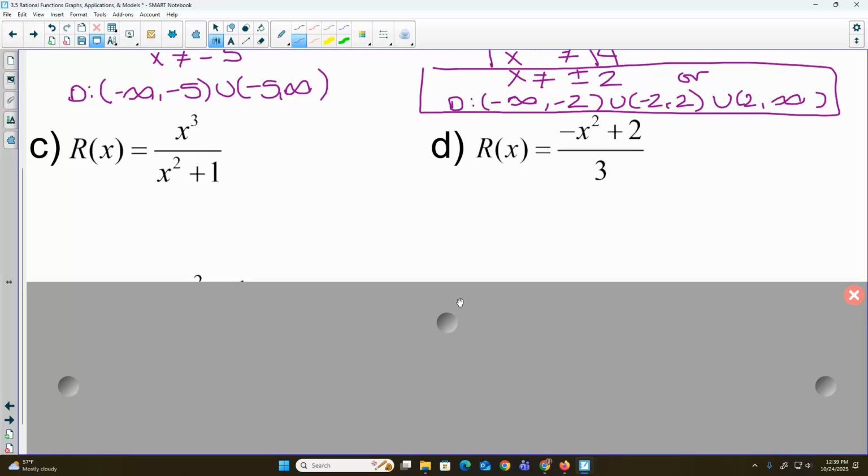Try like that C. Denominator, x squared plus 1, can't be 0. So x squared can't be negative 1. What happens if you do the square root of a negative? It becomes I. It's I. Do I have to worry about imaginary numbers? No. So what do you think my domain is? All those numbers. So negative infinity to positive infinity.